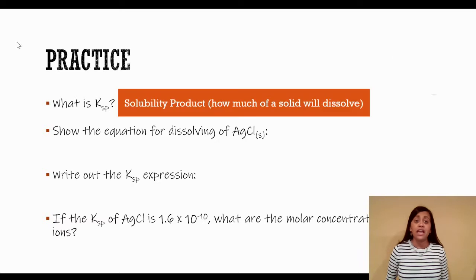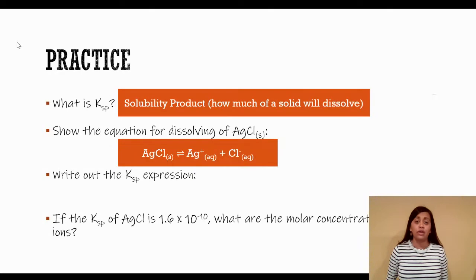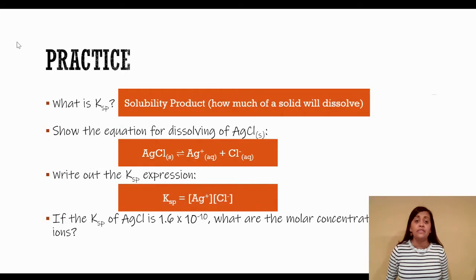So KSP is anytime you have a solid dissolving in a substance. That's called the solubility product. So in the case of silver chloride, we have silver chloride solid in equilibrium with silver ions and chloride ions. The KSP expression eliminates any solids and liquids, so we're just left with the ions. So in this case, KSP is equal to the silver ion times the chloride ion. So if you get the chance to figure out the next problem, go ahead and do that now.